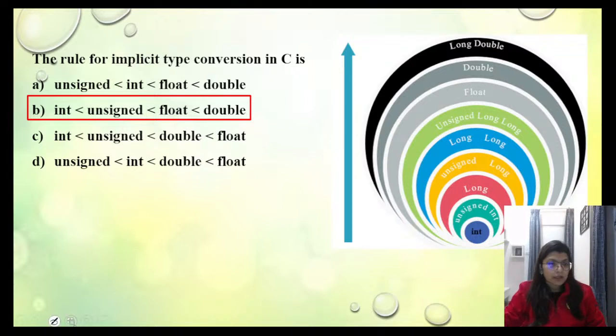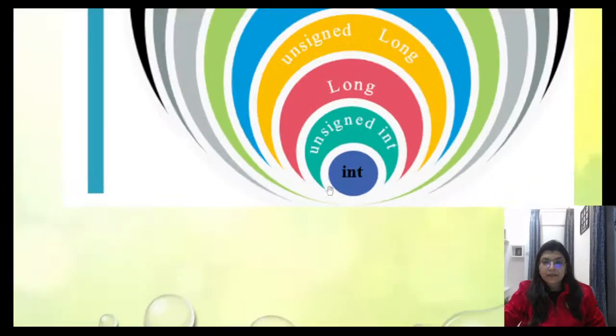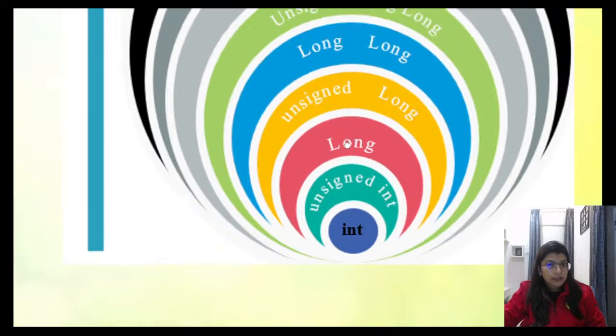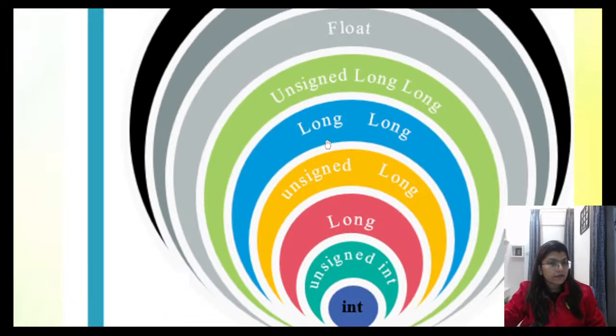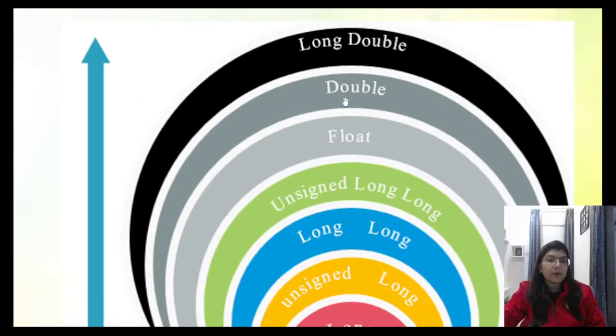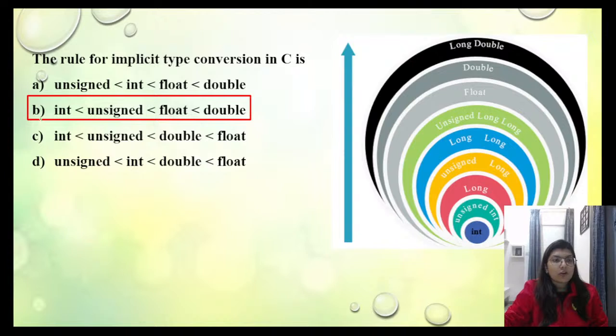Okay, if you are able to see it, you can see that first we have integer, then we have unsigned int, then we have long, then unsigned long, then long long, then unsigned long long, then float, then double, and then long double. So this is very important. The correct answer is option number B. Integer, then unsigned integer, then float, and then double.